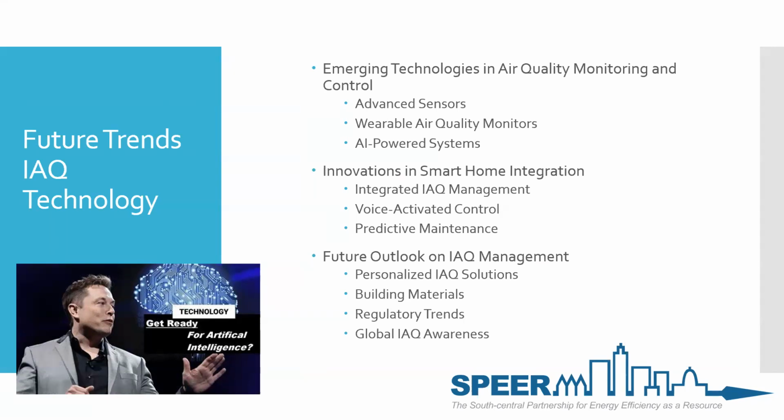And then you've got AI powered systems. Artificial intelligence algorithms now can predict IAQ trends and automatically adjust the home's environment for optimal air quality. So again, that's just adding more systems to the sensors. I see AI being a part of it in the future. It's probably going to start out with the thermostat.